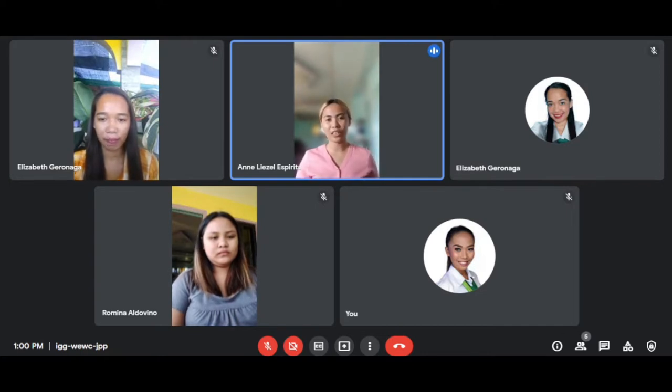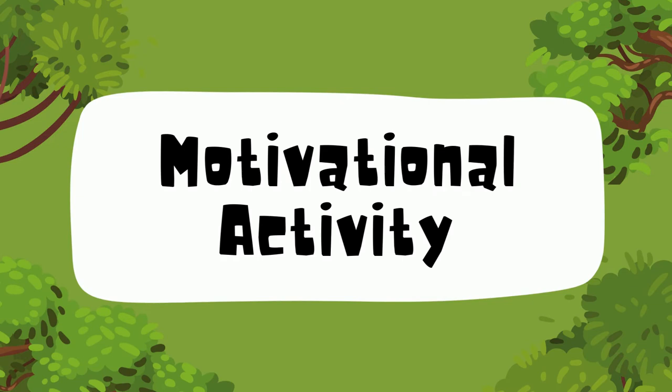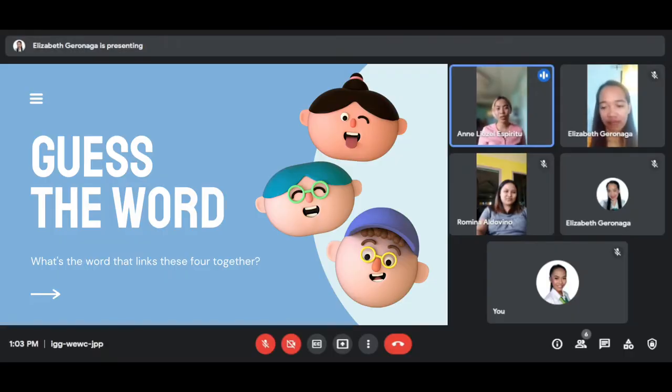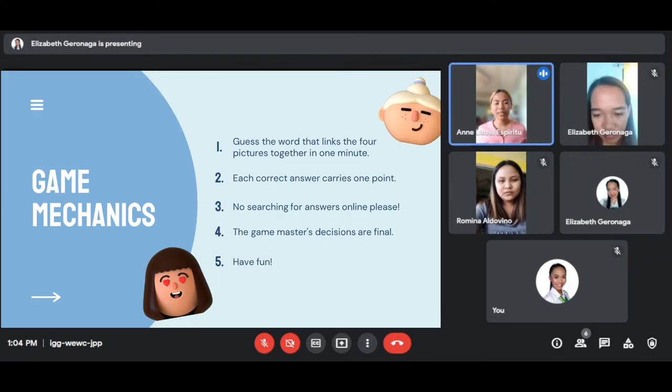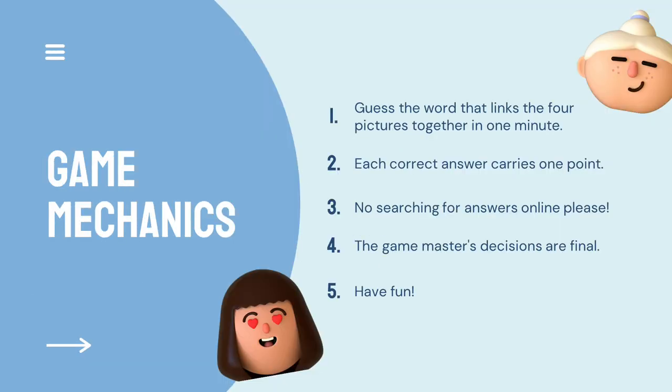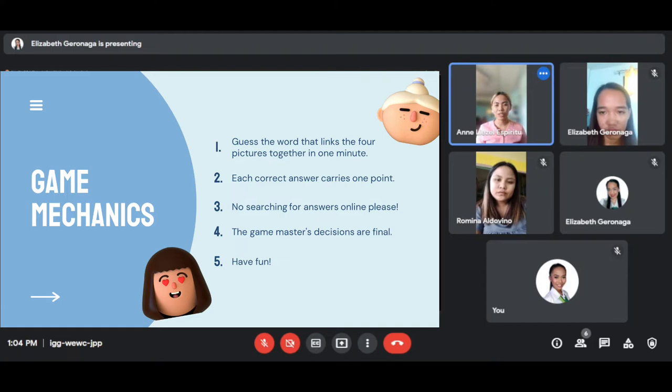Before we proceed to our lesson, let us first have a fun and simple activity. Okay, class, we're going to have this simple activity entitled Guess the Word. Do you know 4 Pics 1 Word? Yes, po. It's just like that, but with a twist. Here are the game mechanics. Number one, you should guess the word that links the four pictures together in 1 minute. Each correct answer carries 1 point. Just a reminder, there is no searching allowed and the game master's decision is final. May we have fun.